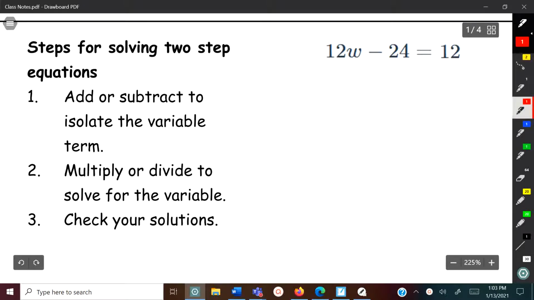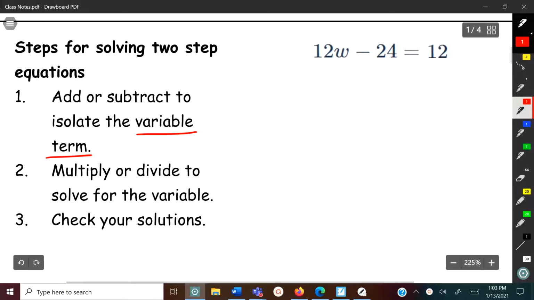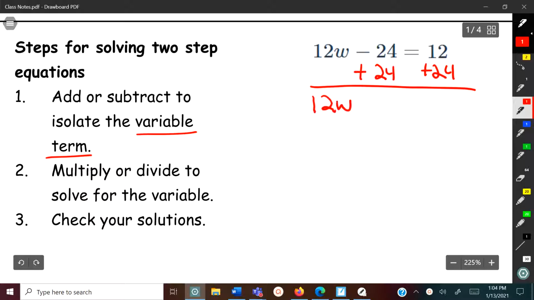The first part is to add or subtract to isolate the variable term, and the variable term is 12w. So we're going to add this negative 24 on both sides. Once we do that, we can bring down this 12w, cancel this out because that gets you 0, and then add this together, which gets you 36. Okay, so that's the first step. Check.